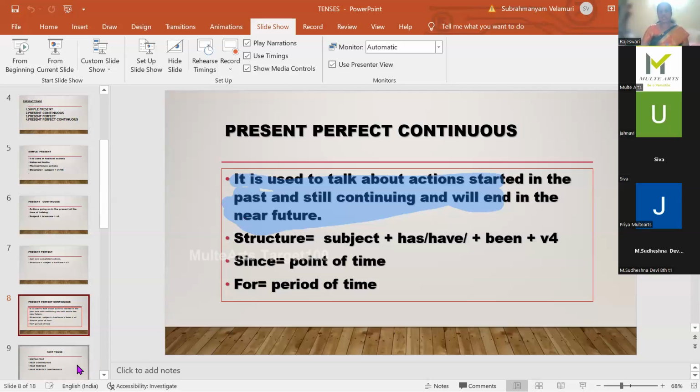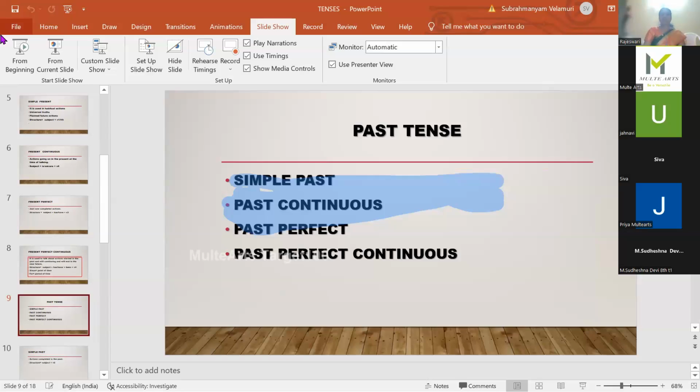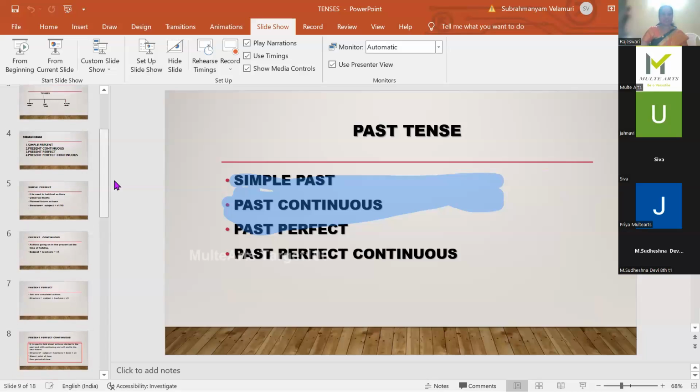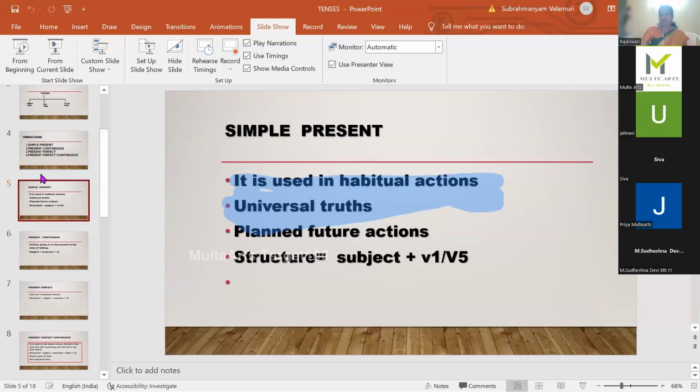The next one is past tense. Past tense refers to actions that happened in the past, actions that took place in the past. So it is again subdivided. This is the second daughter of the king, past tense. I said I'll be telling one story for the present tense. The story is that the first daughter, present tense, has 4 children.